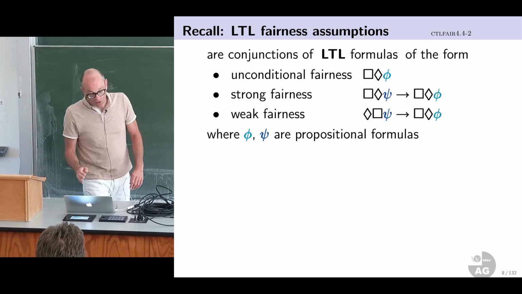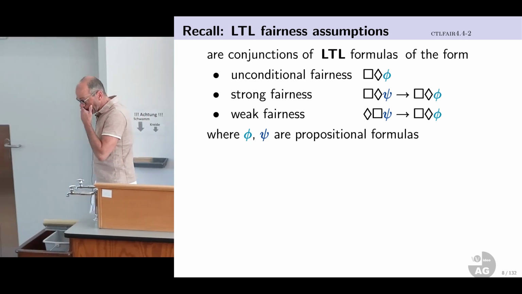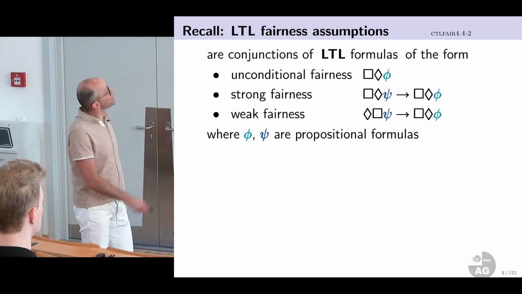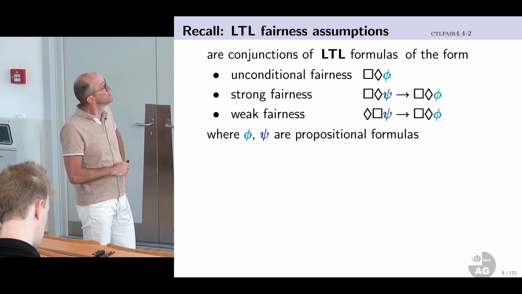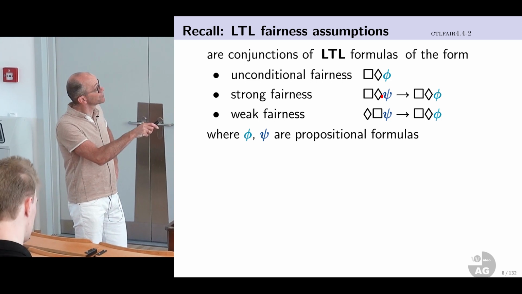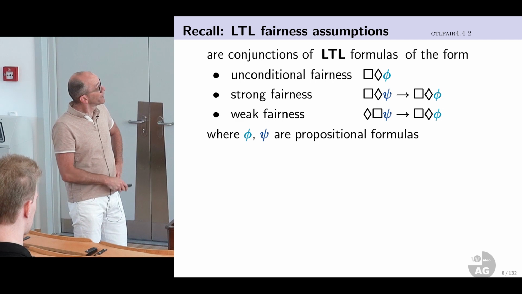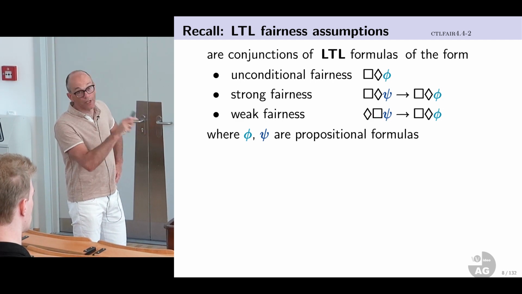So what were fairness assumptions? Just a short recap. We had three types of fairness assumptions. Ones in which we said something should happen infinitely often. We call this unconditional. Strong: if infinitely often something is enabled, we should take something infinitely often. And weak fairness: if from some point on always something is enabled, then you should take it infinitely often.